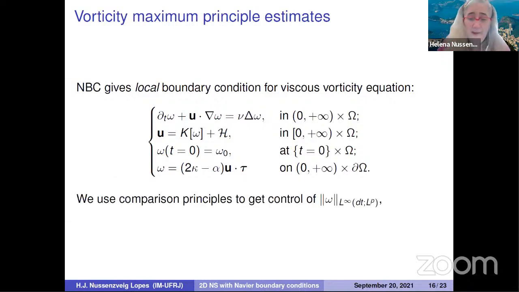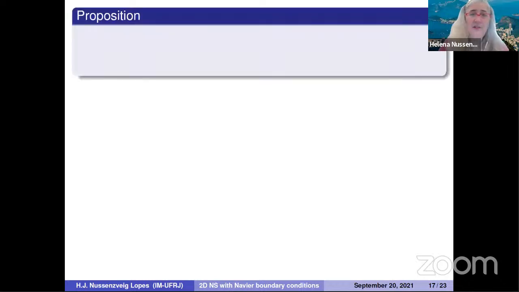Okay, so we use comparison principles to get control of omega in L infinity in time into LP if P is greater than 2. And this is an extension of work that was done by Milton Lopes, Gabriela Planas, and myself back in 2005, I think it was published.